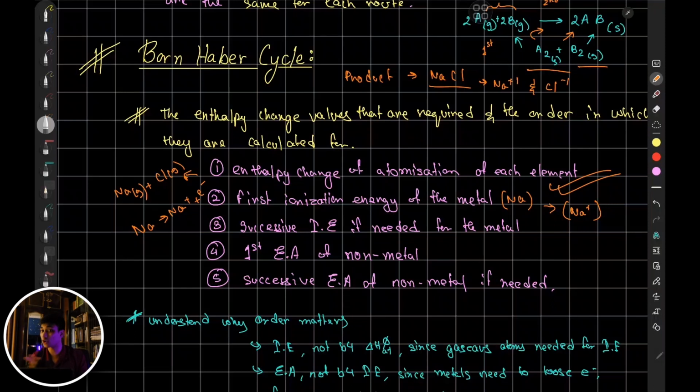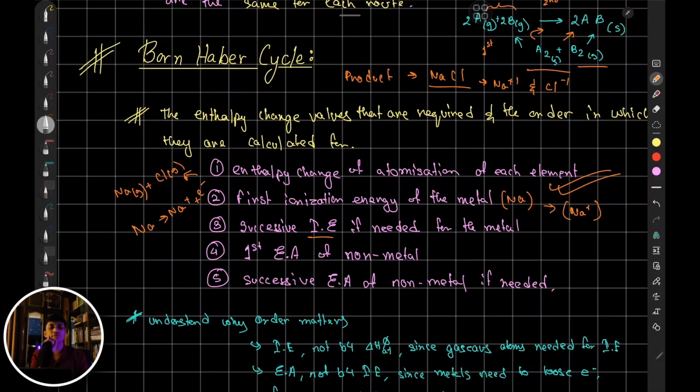If the electron is not present at the beginning, the chlorine will not be able to gain any electron. Therefore, you need to make sure that the sodium atom is first ionized into an ion. Therefore, the first step needs to be the enthalpy change due to first ionization energy. Next comes the successive ionization energy.